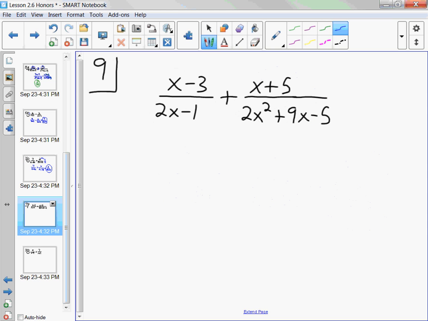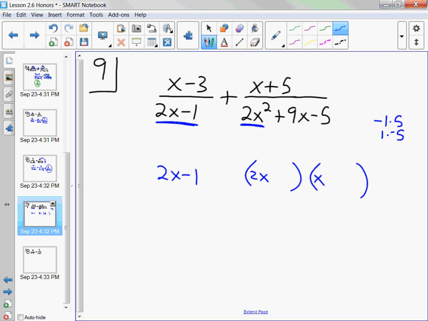Okay, number 9. Right here, I have the numerator on the left is 2x minus 1, which is totally factored. So we're going to write 2x minus 1. The one on the right, I have a trinomial that needs to be factored. I know that the only way to get 2x squared is to times 2x times x. That would get 2x squared. And the only way to get negative 5 over here is negative 1 times 5, or 1 times negative 5. So I got to determine which ones I need to use right there.